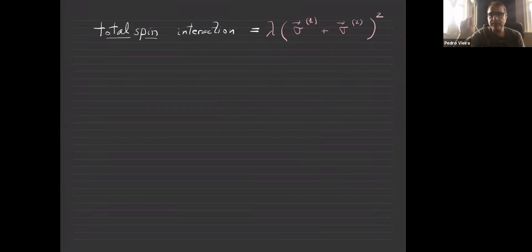So let me remember again. So we are having the total spin. We wrote an interaction that measures the total spin. So this total spin interaction is just, as we said, there is some coupling, let's call it lambda, measuring the strength of the interaction, and then spin at position 1 plus spin at position 2 squared. Right? So I remind you that if it was just one spin, this just gives me the spin of one particle squared, which is just 1/2.